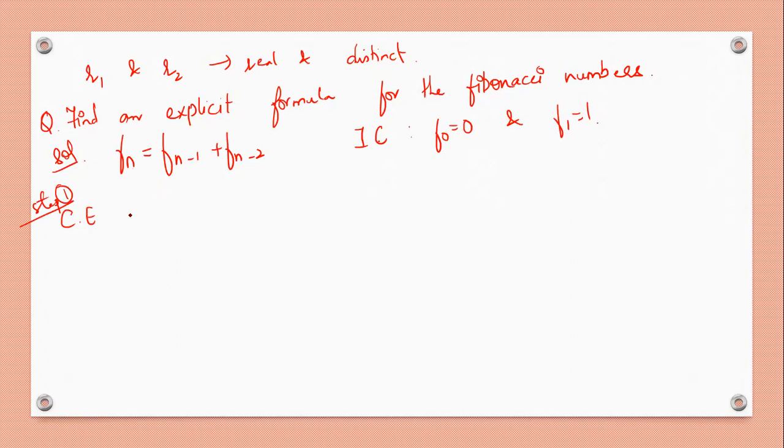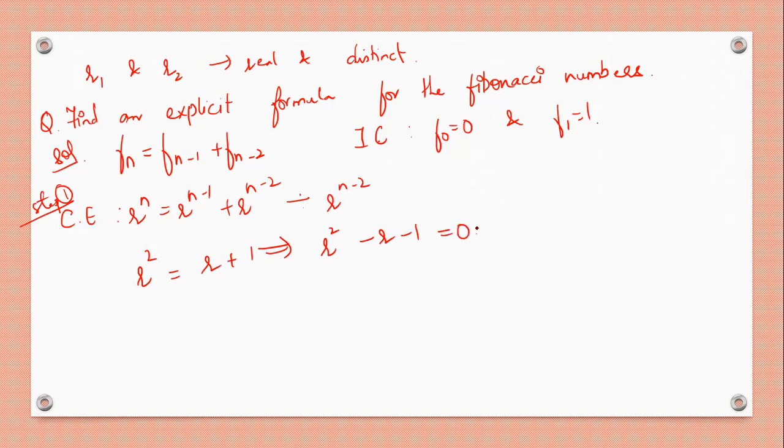Fn should be replaced by r^n = r^(n-1) + r^(n-2). We replace an by r^n. Now to find the characteristic equation, we divide the entire equation by the smallest term among the three, r^(n-2). So we will get r^2 = r + 1, which can be written as r^2 - r - 1 = 0.